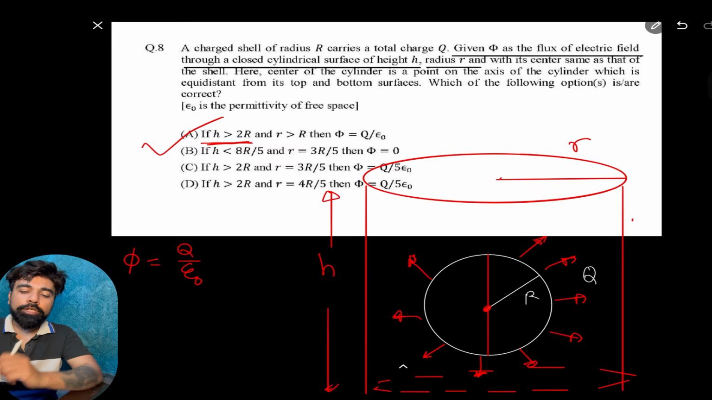Okay. Now let's go for the second option. The second option is saying what? H is less than 8r by 5. What is 8r by 5?